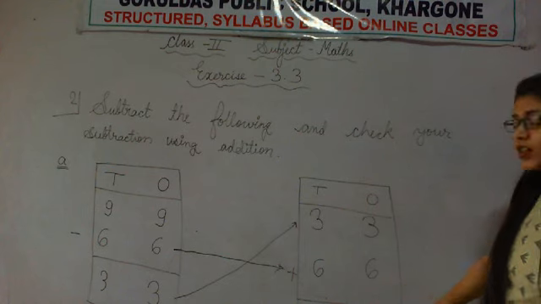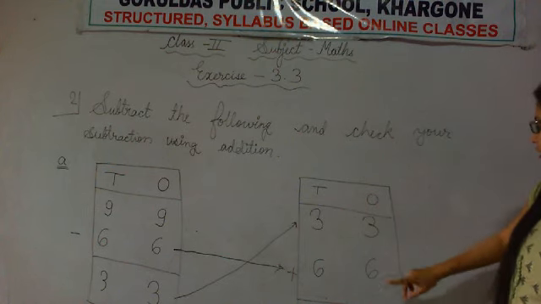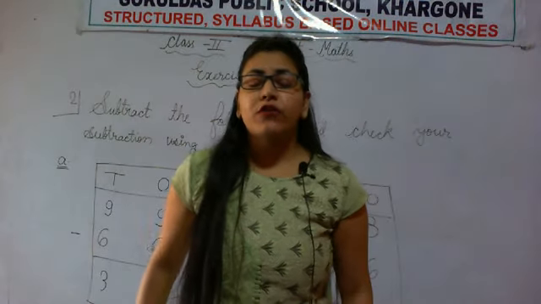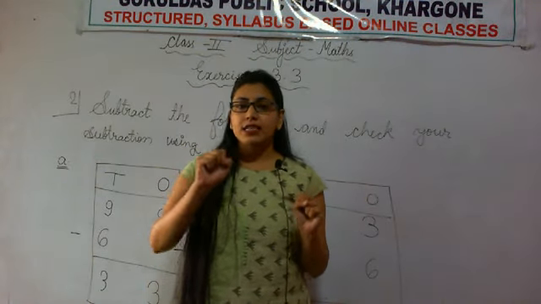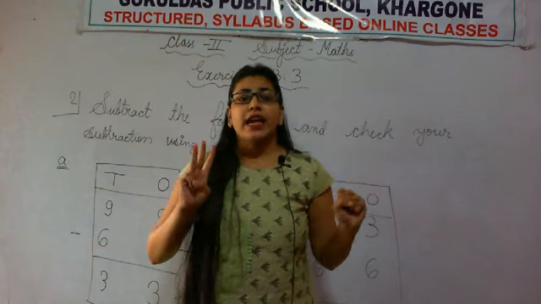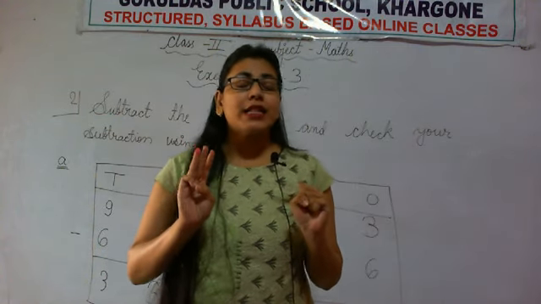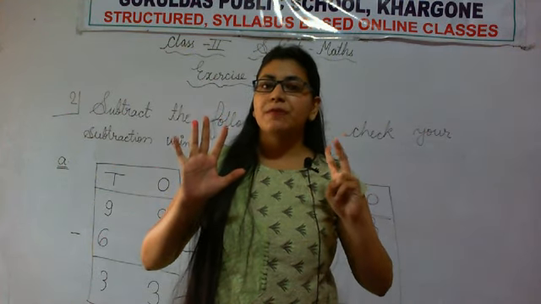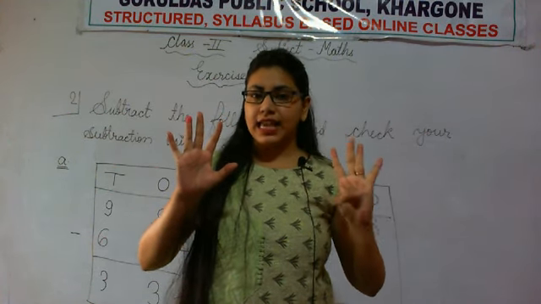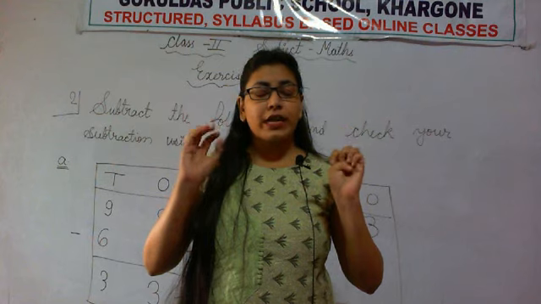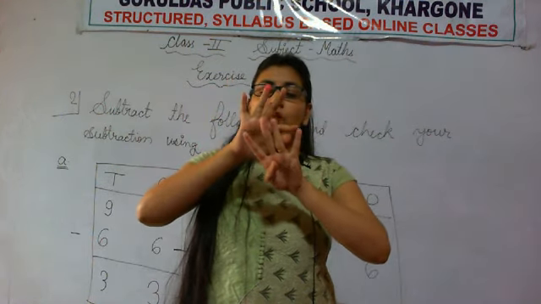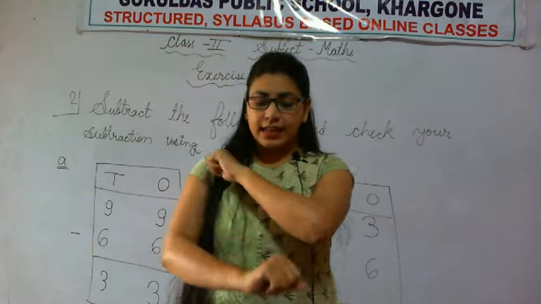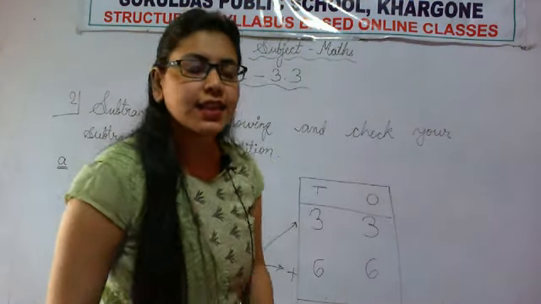Now, let's do addition. 3 plus 6. First of all, we'll open 3 fingers. 1, 2, 3. Now plus 6 is there, so we'll open 6 more fingers. 1, 2, 3, 4, 5, 6. Now let's count how many fingers in all. 1, 2, 3, 4, 5, 6, 7, 8, 9. 9 fingers. So let's write the number 9.